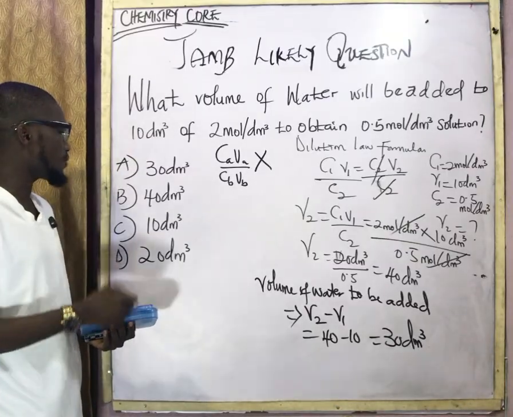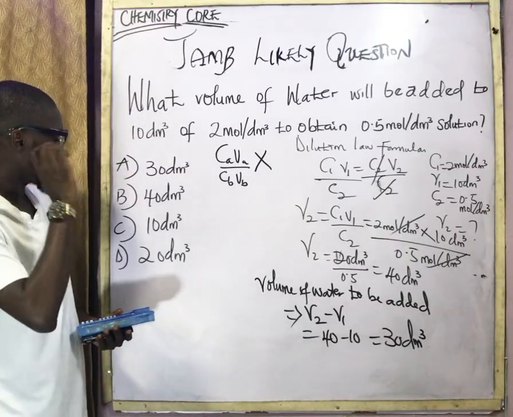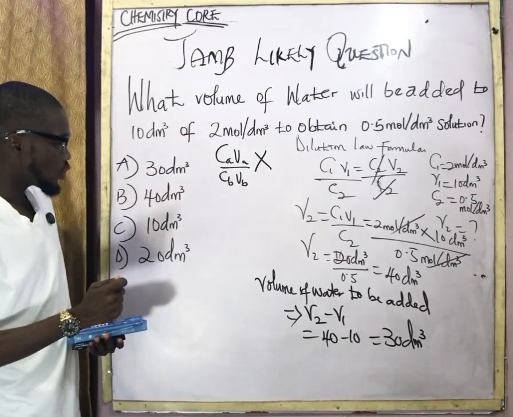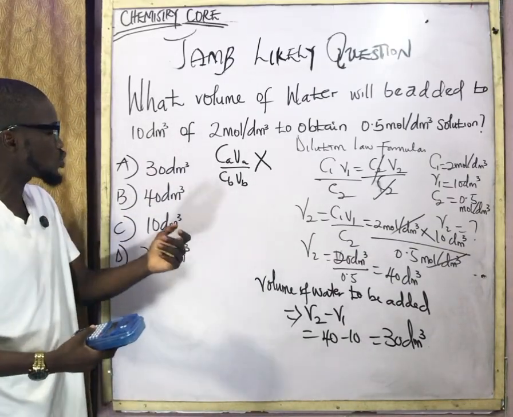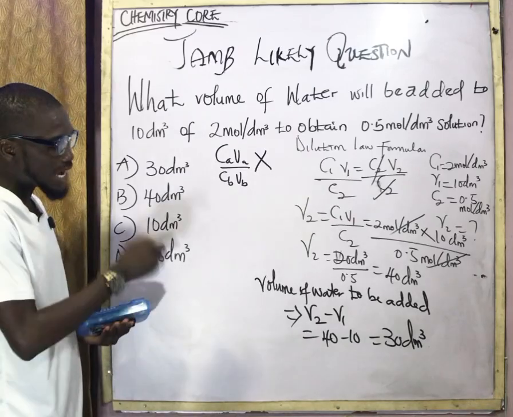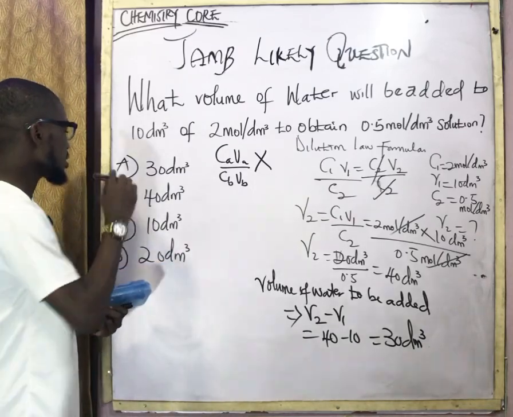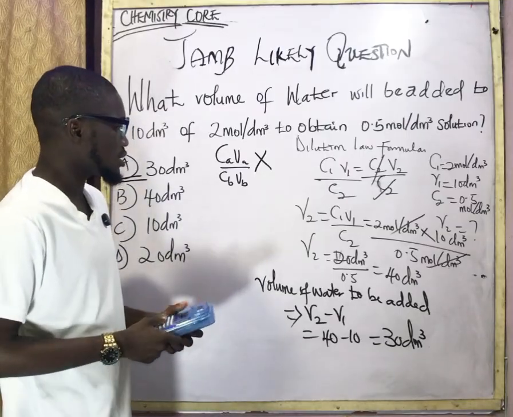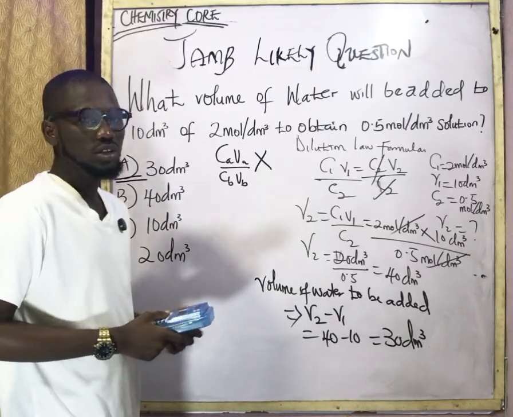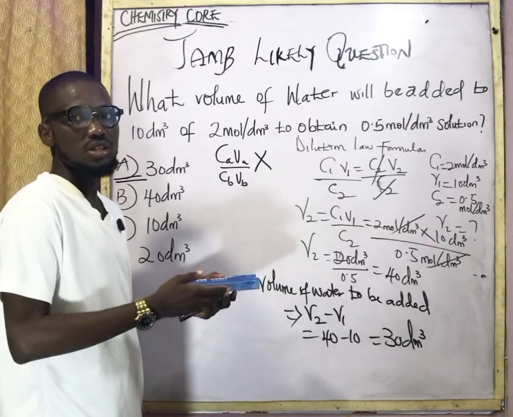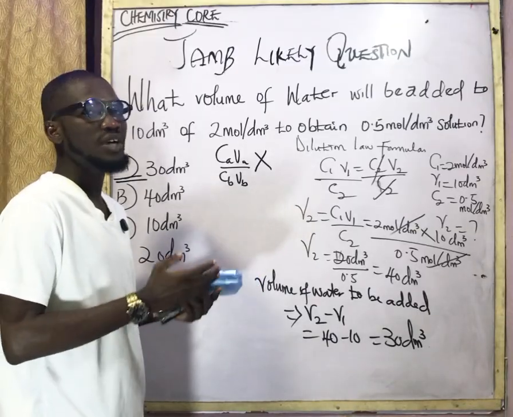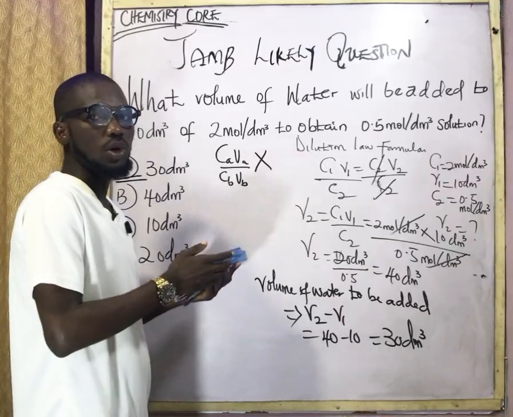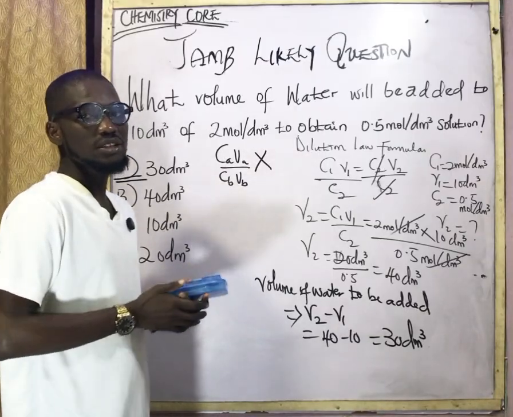Then we check the four options. Option A, we have 30 dm³. Option B, we have 40. C, 10. D, we have 20. So according to the question, the final answer is 30 dm³. So guys, if you come across this type of question, you don't have to jump into it and pick the wrong answer. Rather, you need to understand the formula you are going to employ before you can get the final answer.